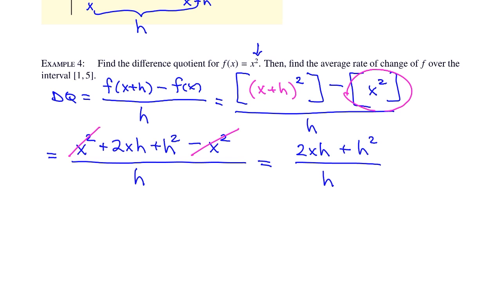The second thing that should happen if you've done this correctly is you should be able to factor out an h from the top and cancel it with the h on the bottom. Notice that both terms have h's on the top. So we're going to factor out an h, and then we are going to cancel.